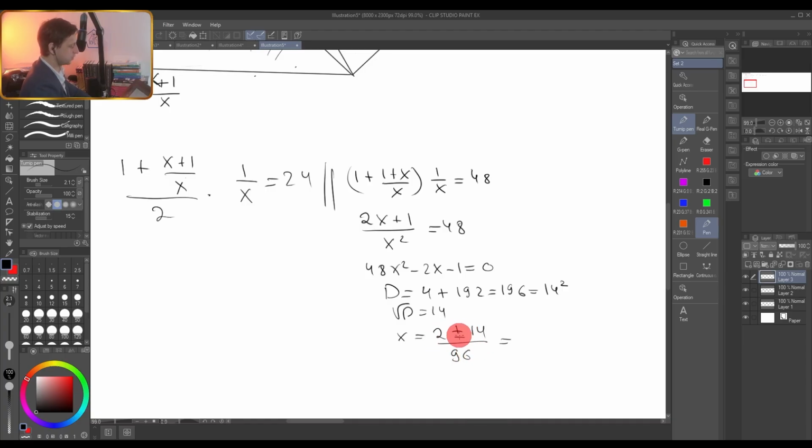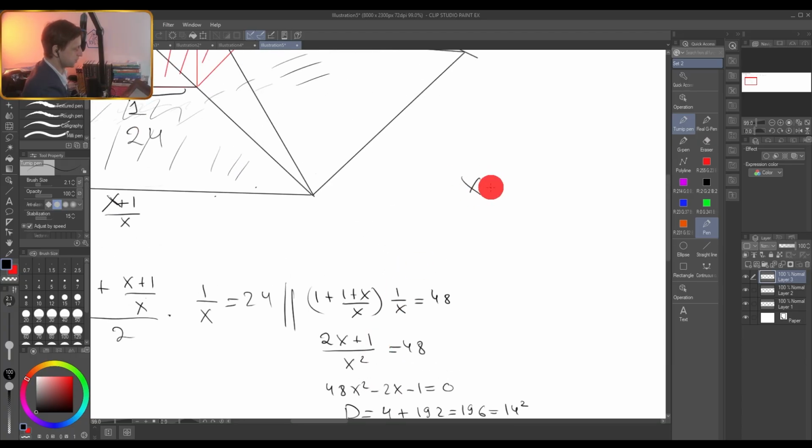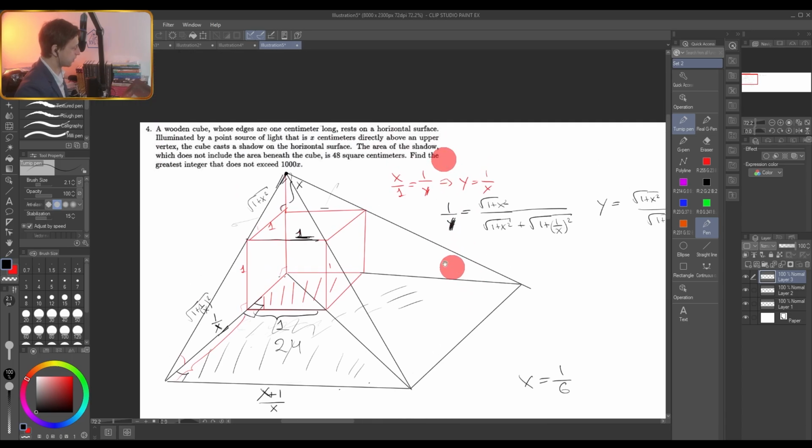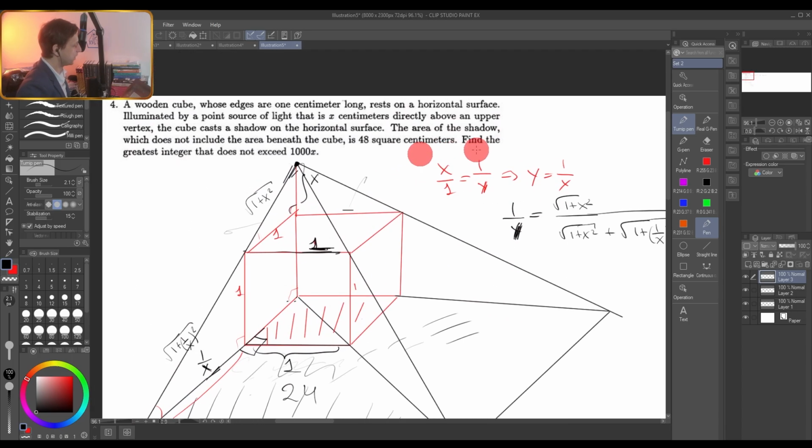And obviously, the negative value of x doesn't work for us. The only thing that works is 16 over 96, and it is simply 1 over 6. So we found out exactly that the precise value of x is 1 over 6. So x is 1 over 6. Let's look at the question, what they ask us here. Find the greatest integer that doesn't exceed 1000x.